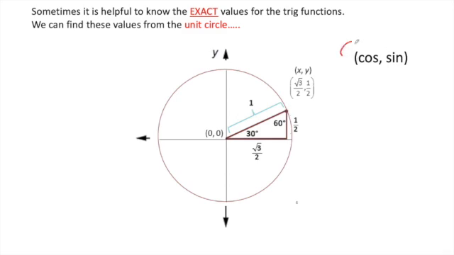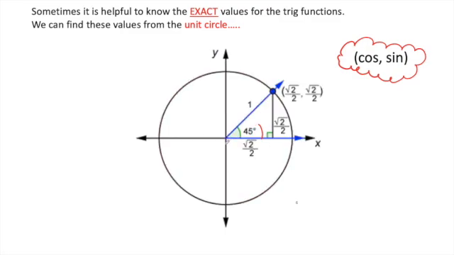So you always are going to have your point (x, y), which is actually (cos, sine). Okay, so looking here, if you have your 30-degree angle, your related acute 30 degrees, your cos is going to be root 3 over 2, and your sine is 1 over 2. Okay, gets even more confusing.